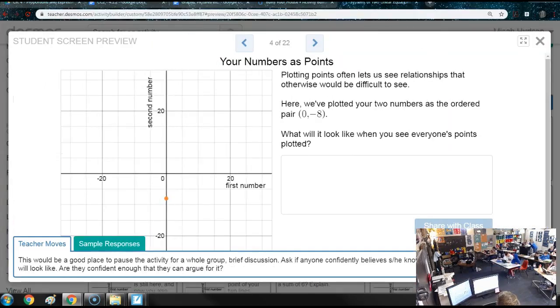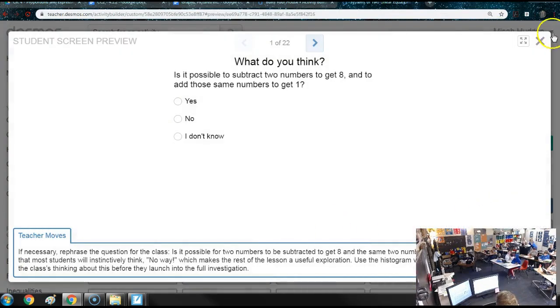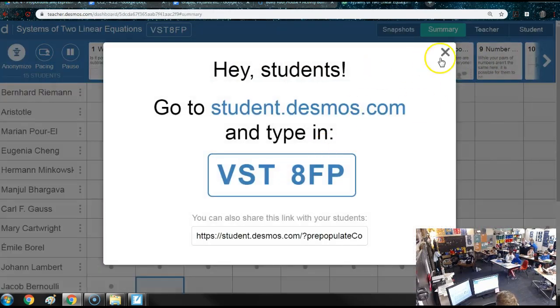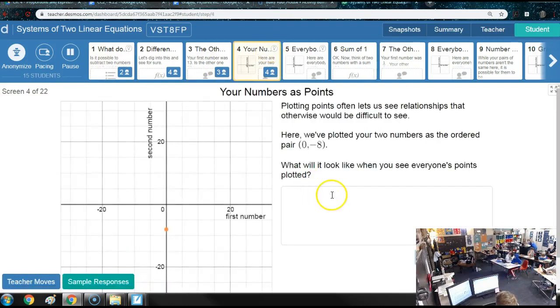What will it look like when we see everyone's points? Like 16 and 24. I like 16 and 24 better. Tomorrow's a Friday. I'm looking forward to it until 1:20.